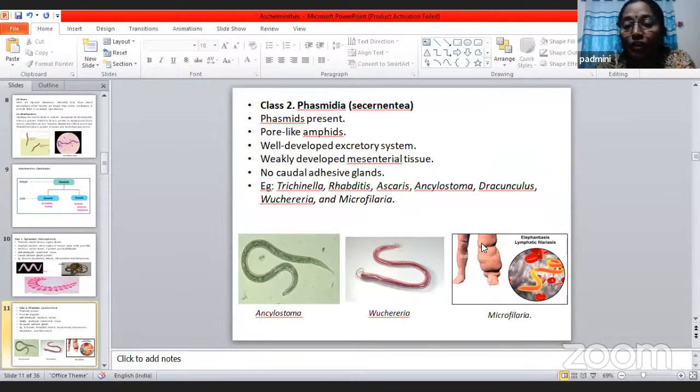So this is what I was talking about, the elephantiasis. If these worms infect the lymphatic system in the limbs, the lymphatic cells enlarge in size, and because of the enlargement, the body is filled with fluid. That is the reason why the leg looks like an elephant leg. So another name for this microfilaria is elephantiasis. And this is a Wuchereria roundworm, and this is an Ancylostoma roundworm.